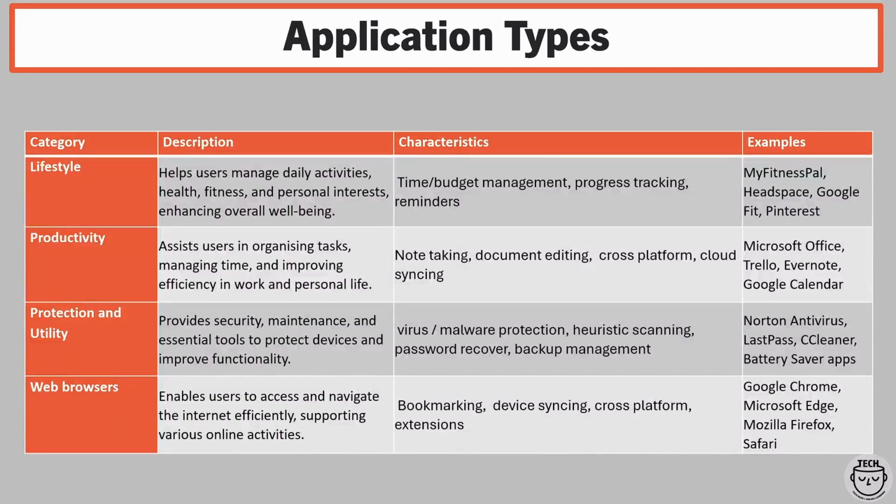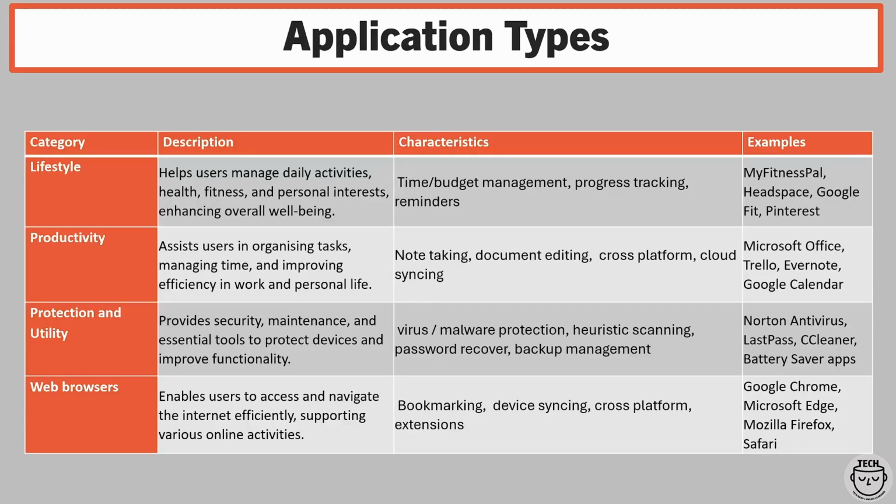Next, we've got protection and utility. That's providing you security and maintenance tools to protect your devices and to make them run better. So virus or malware protection, things like heuristic scanning if it's an antivirus, password recovery, backup management, that kind of thing. So you might have LastPass, remember your passwords, not an antivirus to check for viruses, battery saving apps, that kind of thing.